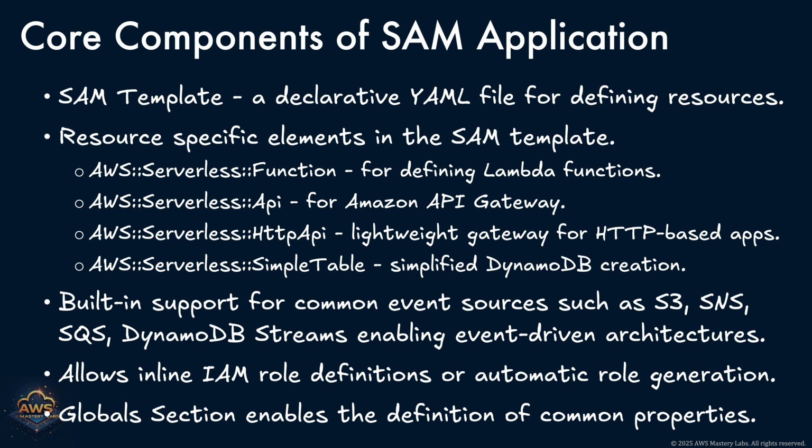You can even integrate an OpenAPI specification and configure stages and throttling settings directly in the SAM template. If your use case is more lightweight, or if you're building simple HTTP-based services, SAM provides the HTTP API resource. This uses API Gateway v2 and is optimized for performance and simplicity, especially when you don't need the full feature set of a traditional REST API.